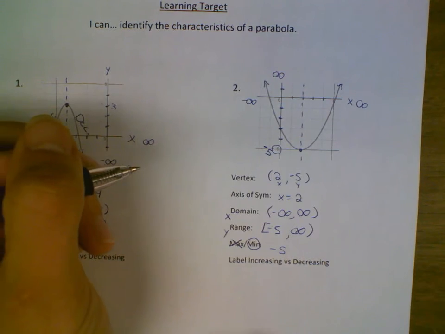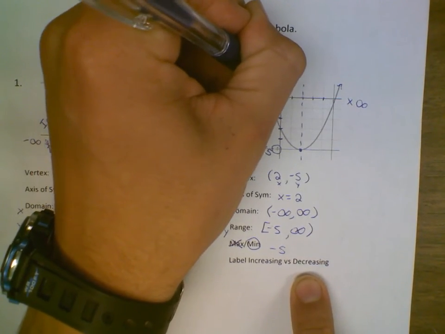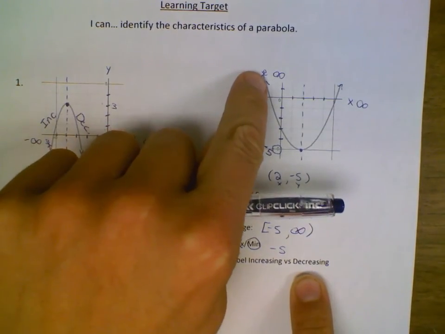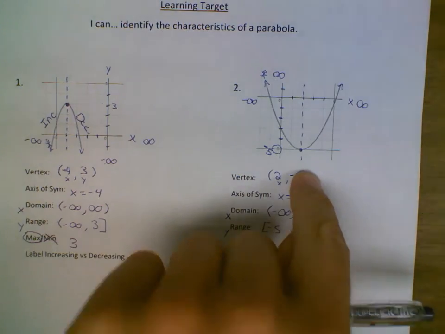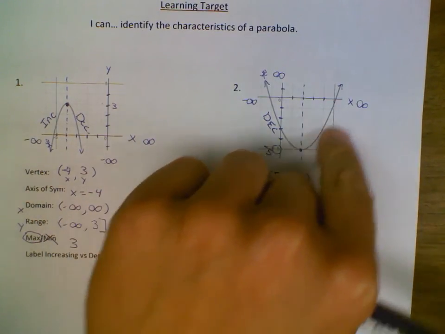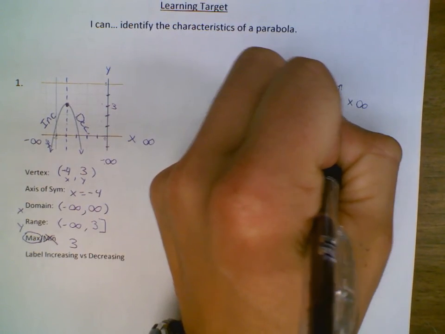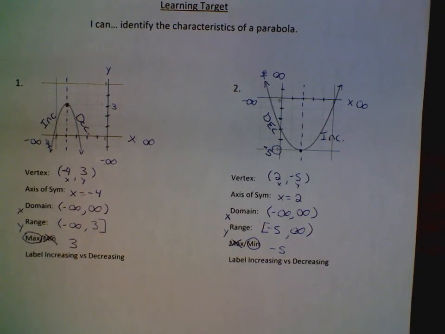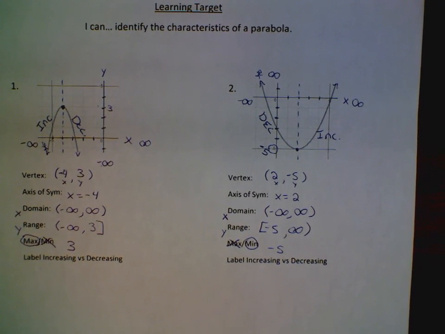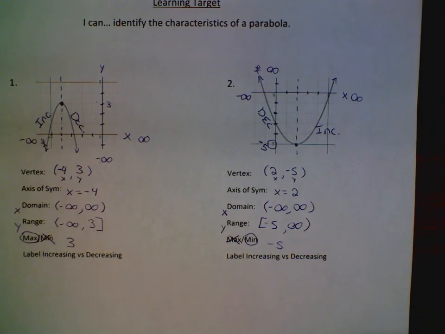And then lastly, once again, we want to label increasing and decreasing. So on the left side, we can kind of trace it with our finger. We're sloping downwards. So it's going to be decreasing. And then when I hit the bottom, it slopes upwards, right? I start going up. So that side's going to be increasing. Okay, so this is just a quick run through, recap, review of finding the vertex, axis of symmetry, domain, range, max, min, and labeling increasing and decreasing.